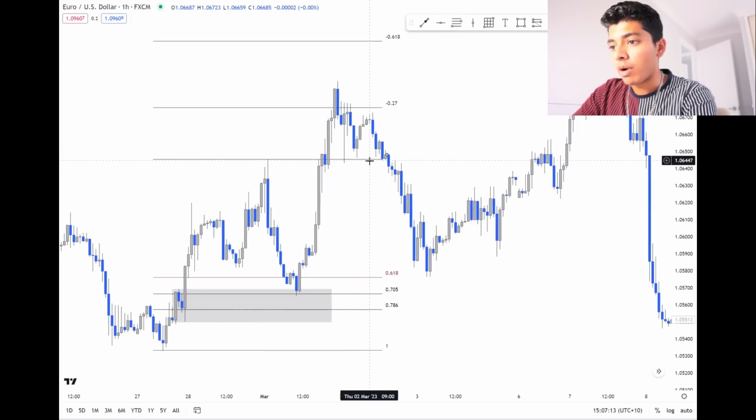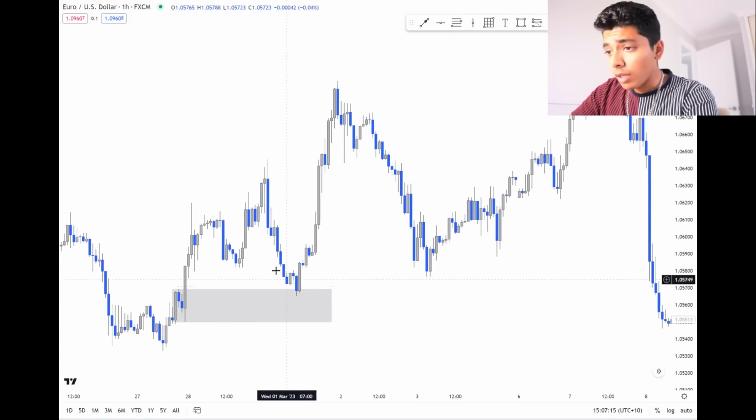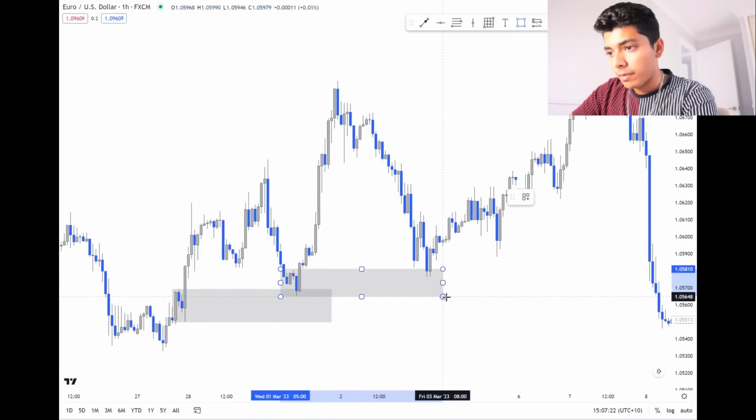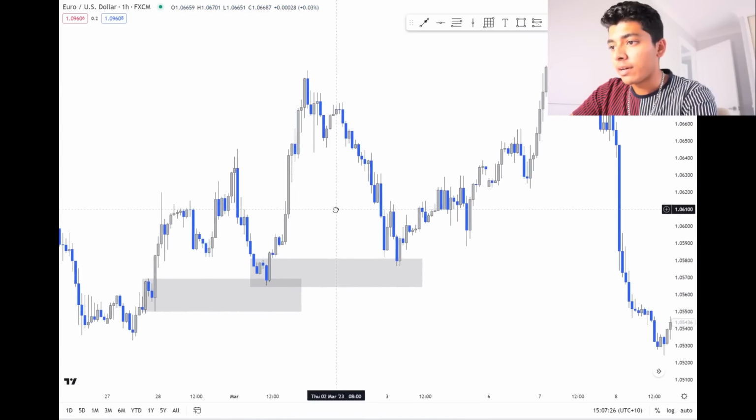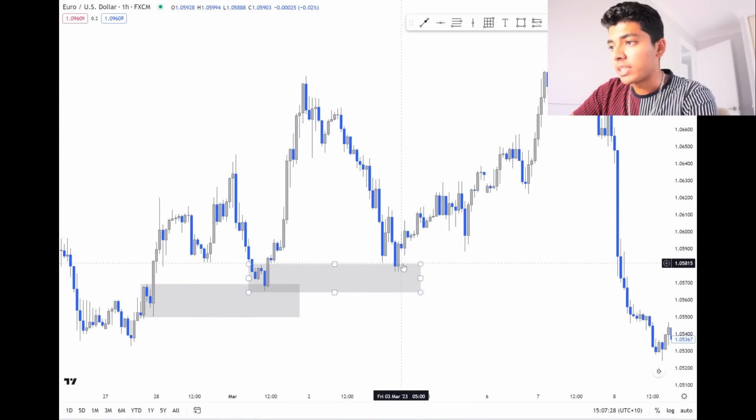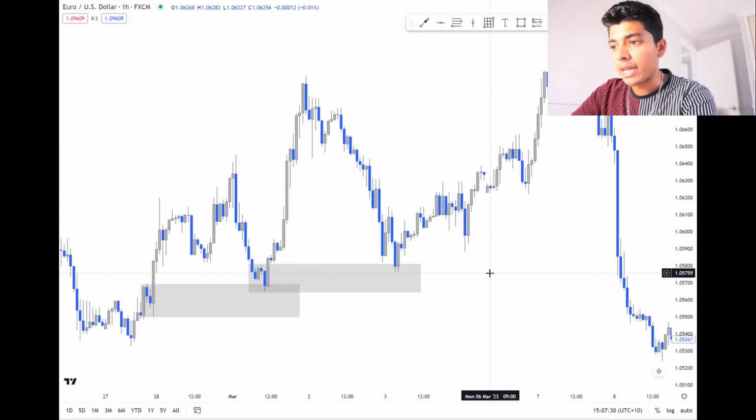And what else do we see? We see another example right here, guys. We see that price comes down, creates a bit of a base right here, and then price goes up here. We can see a whole bunch of imbalance here, and then price comes straight back down, mitigates it, and then it reverses off again. All right.